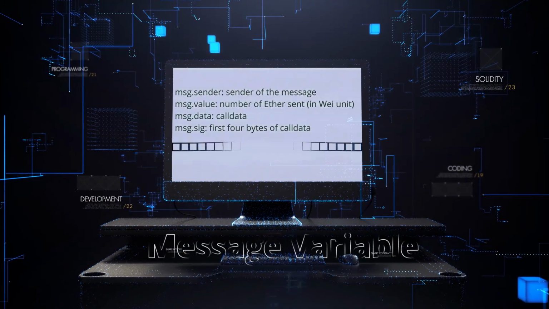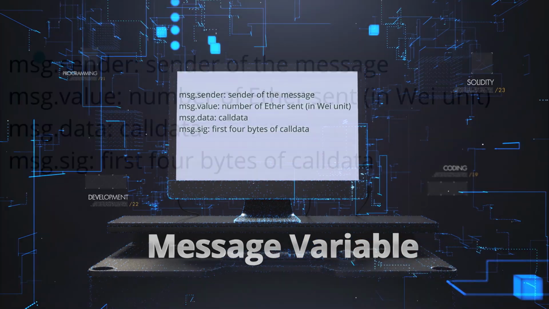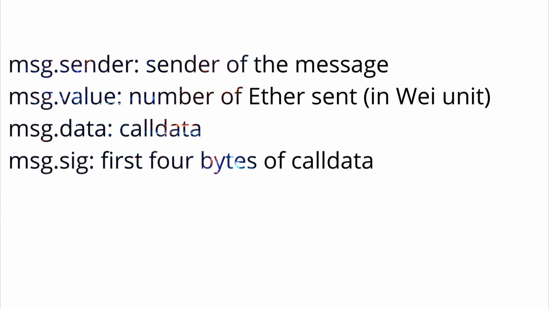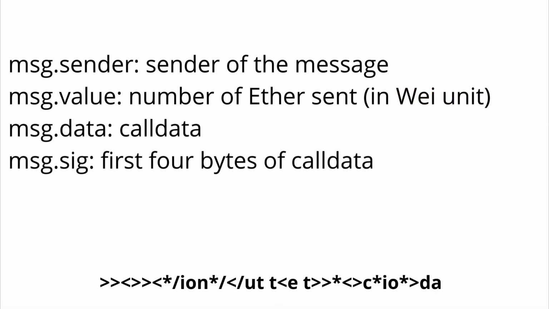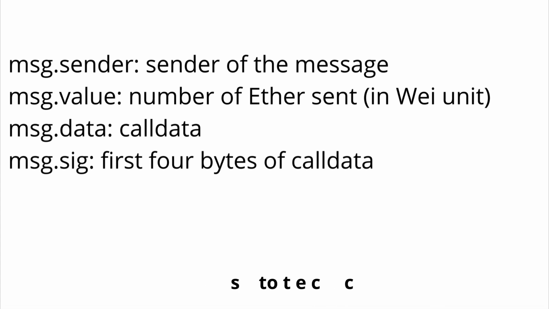One important global variable we have to talk about is msg. We used this briefly before, if you remember. It's a global variable you can use anywhere in the code, and it contains information about the transaction data that was sent to the contract. It contains 4 values: sender, value, data, and sig.